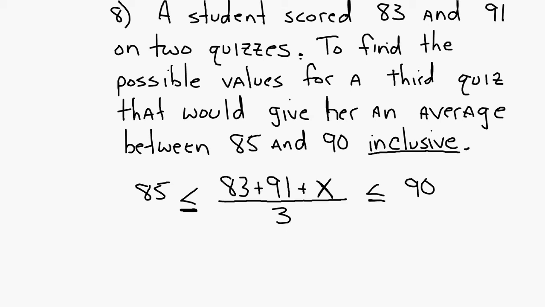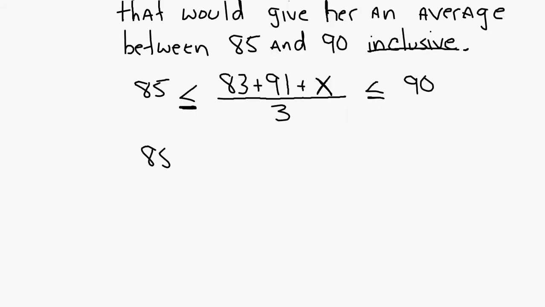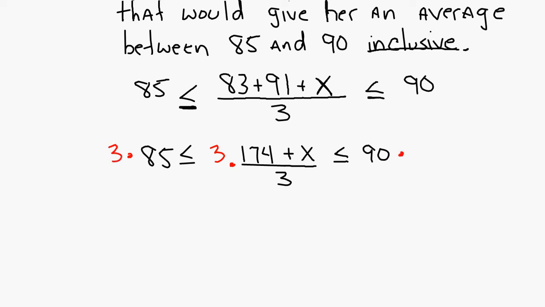Now you solve it just the way you did yesterday. The first thing you can do is combine these like terms. So you can say that 85 is less than or equal to 83 plus 91, which is 174, plus X, over 3, is less than or equal to 90. The next step is to get this 3 out of the denominator. And in order to do that, you're going to multiply everything by 3. So times 3, and times 3.